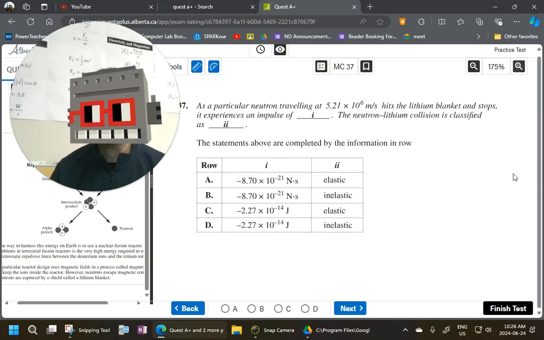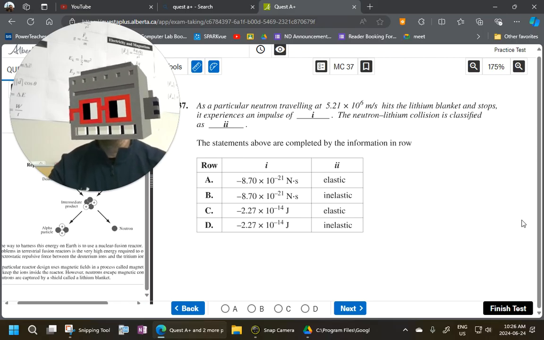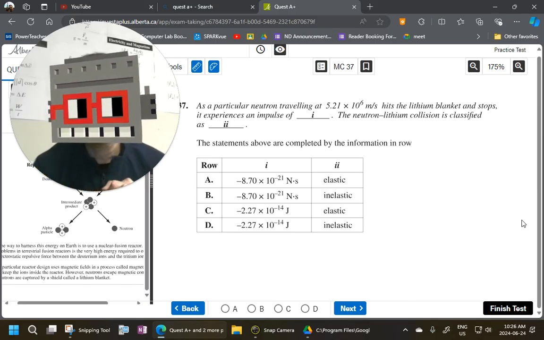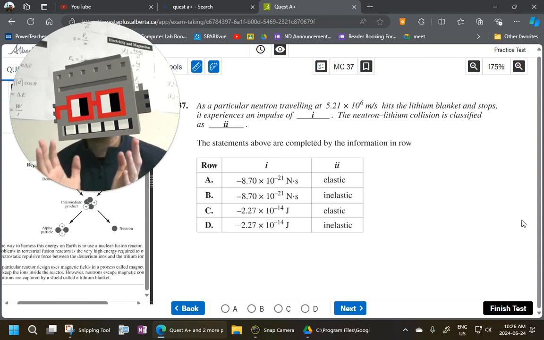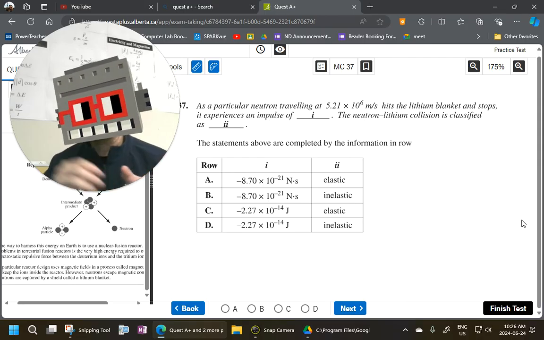All right. In this particular instance, it's traveling at 5.2 million meters per second, hits a lithium blanket, stops. What's the impulse? And the collision is classified mostly inelastic because it comes to a stop. All right. So you have all this kinetic energy, you lose it all.